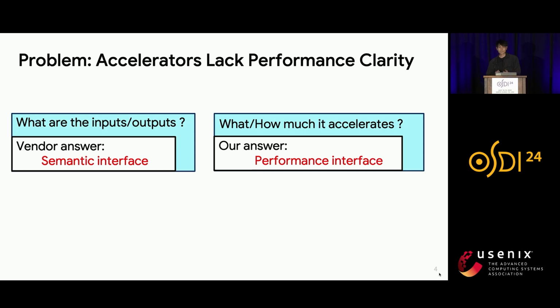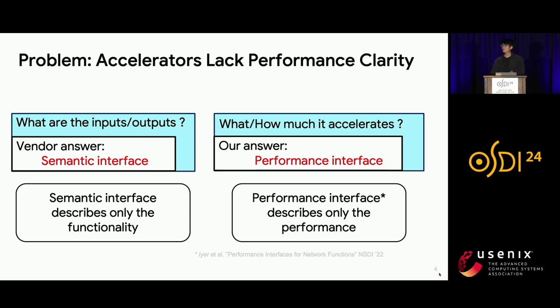To really get acceleration by using accelerators, engineers need performance interfaces that tell them how the accelerator performs under different workloads. A performance interface is similar to a semantic interface, but describes only the performance instead of the functionality. The idea of performance interface has been explored in the software domain, mainly with the works PIX and CFAR. Today, I'm going to show you a completely different methodology applied to the hardware domain.